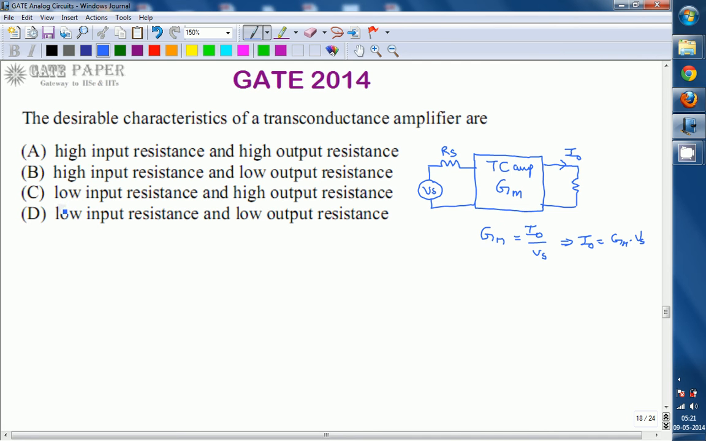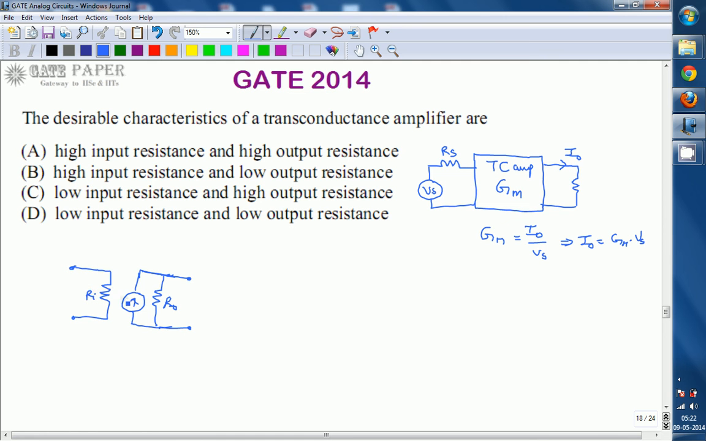We will draw the internal circuit for this transconductance amplifier. Every amplifier will have an internal resistance Ri. Since the output parameter for the transconductance amplifier is I0, the output side is replaced with a Norton equivalent. If the output parameter is voltage, it is replaced with a Thevenin equivalent. The Norton equivalent is a current source with an internal resistance in parallel with the current source. So this is the internal diagram for the transconductance amplifier. This is R0 and this is Ri.